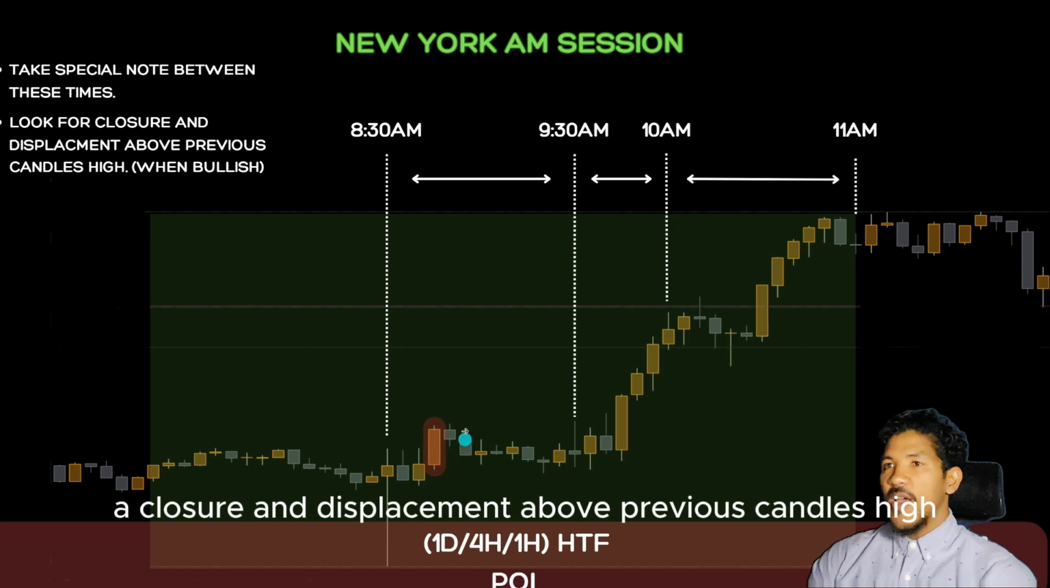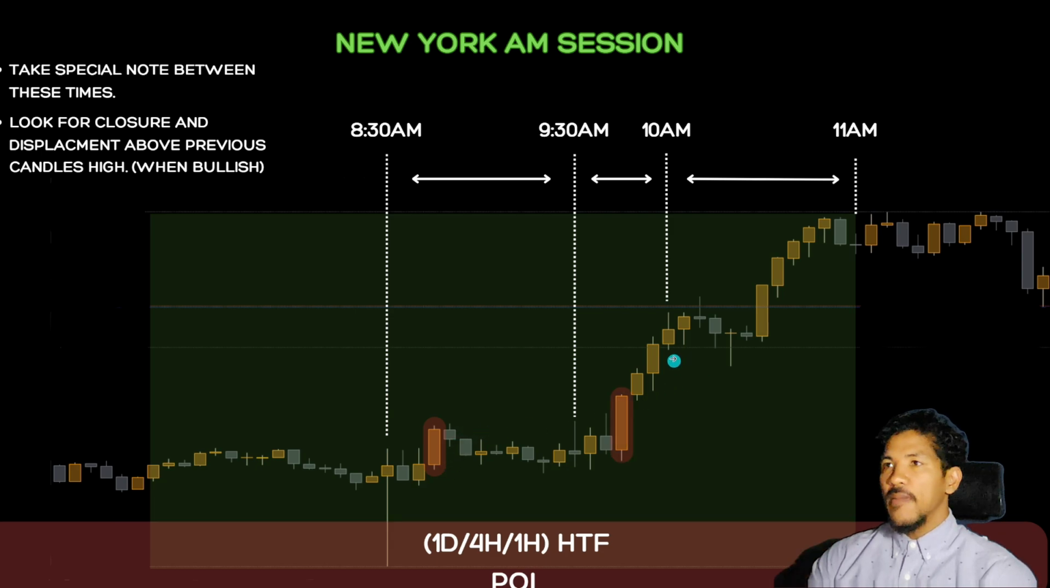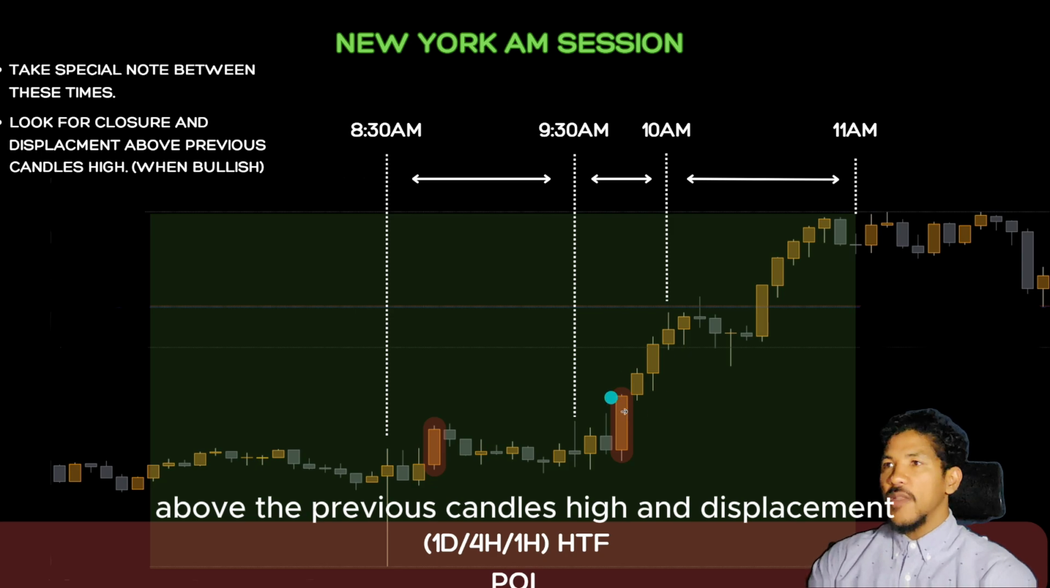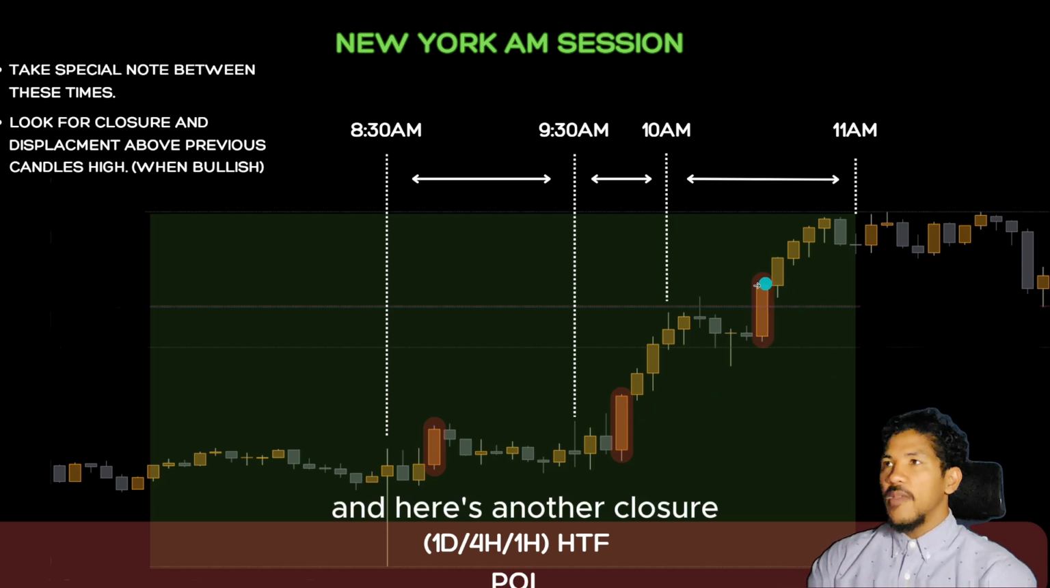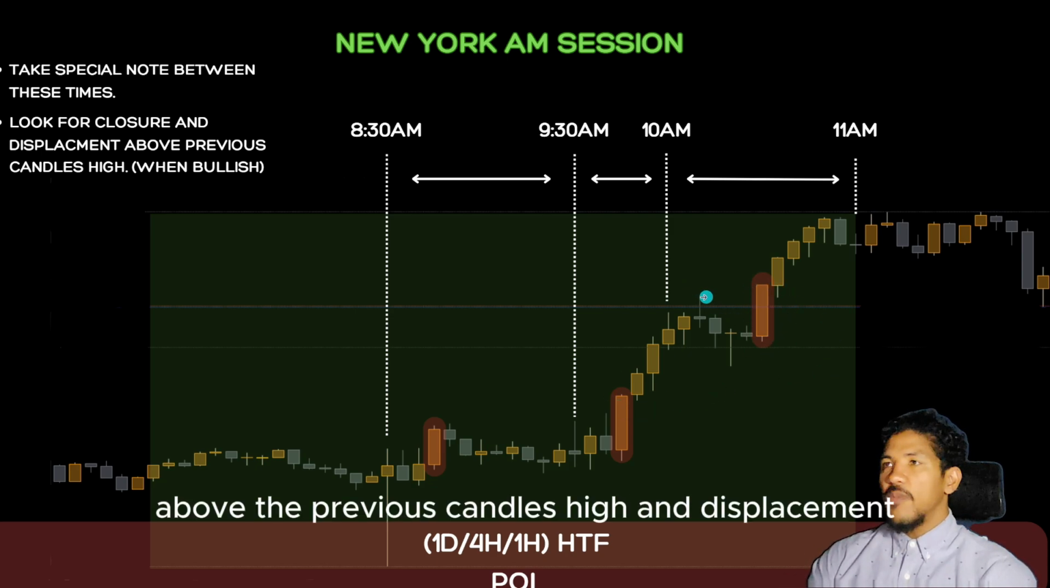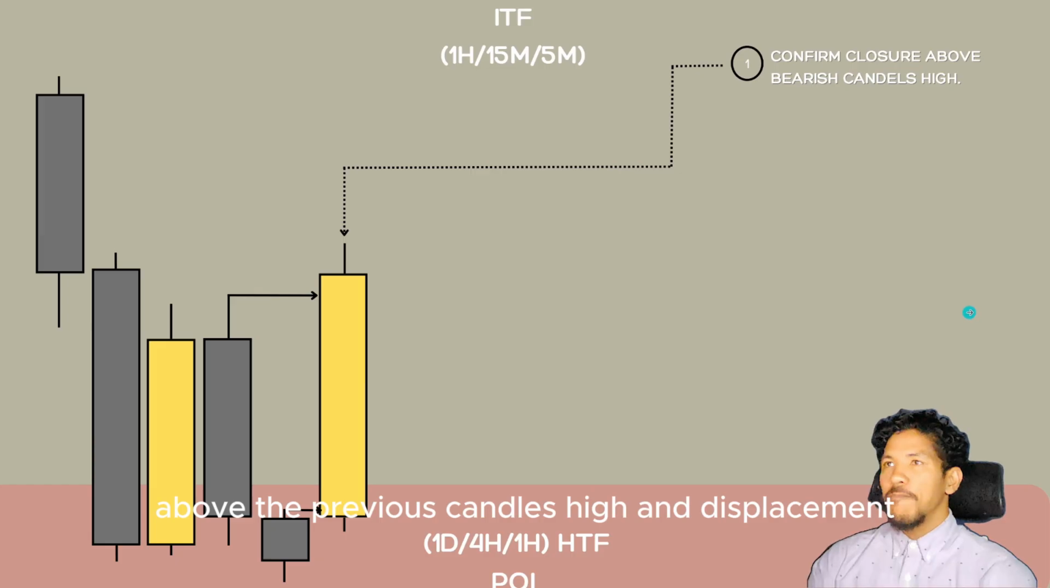Now, within these segments of time, you want to note and look for a closure and displacement above the previous candle's high, like this one here. It's another one, closure above the previous candle's high and displacement. And here's another, closure above the previous candle's high and displacement.